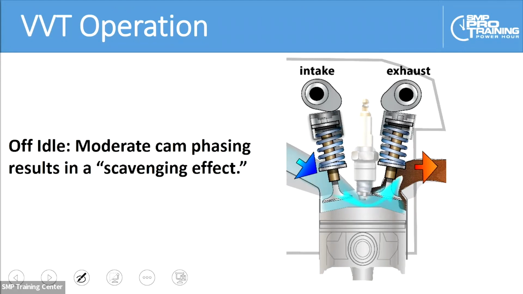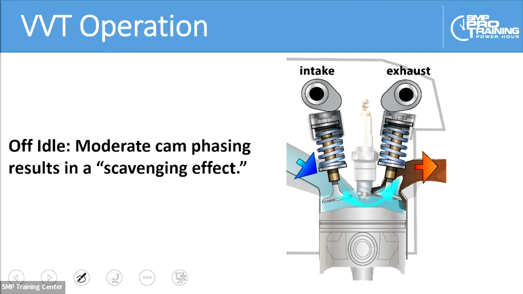But now off idle, there's going to be some moderate cam phasing that will take effect, and this will actually result in something known as a scavenging effect. It's actually going to result in a pull as the exhaust gases are leaving the combustion chamber. We're going to be able to use that force to help draw the incoming mixture into the cylinder, and it's going to actually improve cylinder airflow and engine breathing, which is going to make for a more efficient and powerful engine. This is actually one of the strategies that enables engineers to get big engine power out of a little engine.